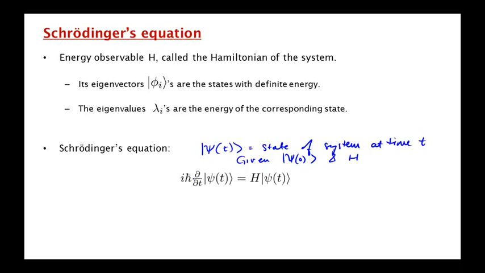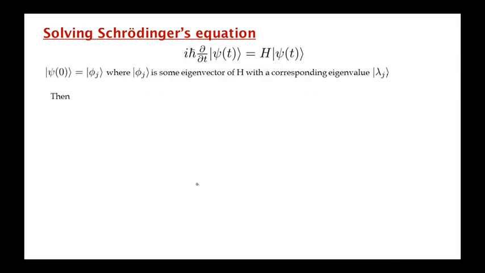The other thing here is that it's i times dψ/dt, where i is, of course, the square root of -1. This is quite important because this is what leads to the unitary evolution. And finally, ħ is the reduced Planck constant. It's h over 2π, where h is Planck's constant, a physical constant reflecting the size of energy quanta.